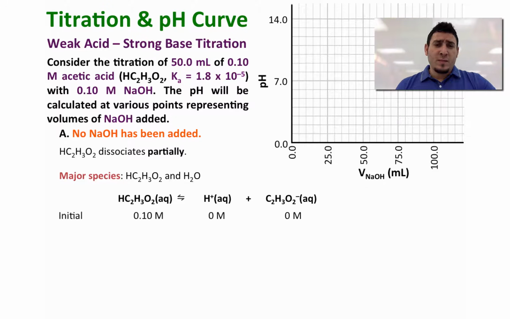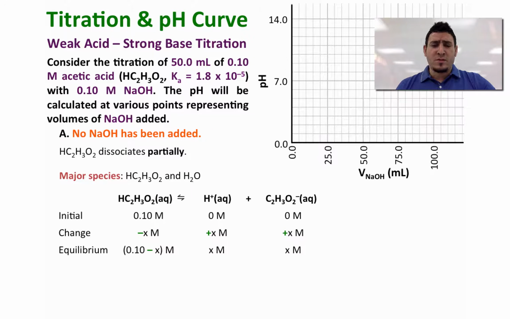So initially, we had 0.1 molar of acetic acid, 0 molar of H+, and 0 molar of acetate. When X molar of acetic acid dissociates, it will give X molar of H+ and X molar of acetate. So the equilibrium concentrations are 0.1 minus X molar of acetic acid, X molar of H+ and X molar of acetate.